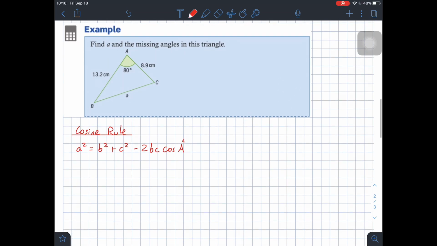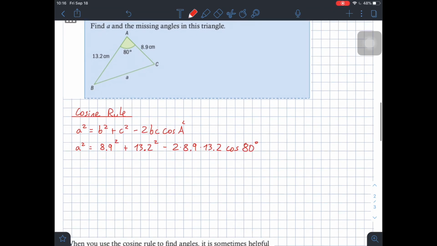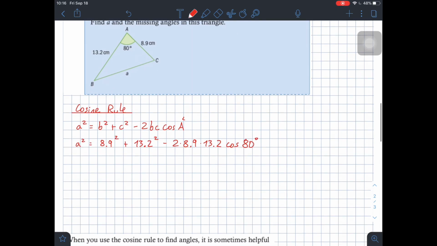If we fill in the information, A squared is equal to B squared, that's 8.9 squared, plus C squared, 13.2 squared, minus 2 times B, which is 8.9, times C, which is 13.2, times cosine of angle A, which is 80 degrees. Remember that if you're given the angle in degrees, your calculator must be set up in degrees.